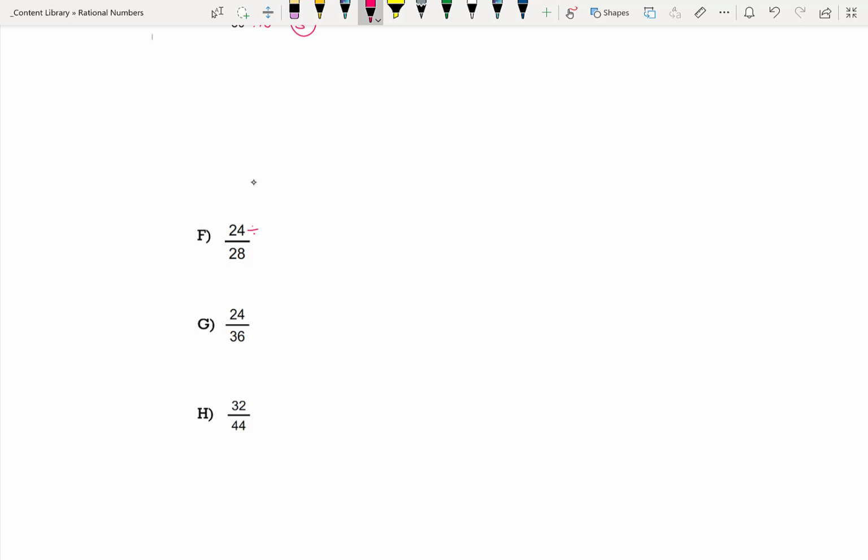All right, looking at 24 and 28. 24 obviously can't go into 28, but we did check. You could start off by dividing by 2. I'm going to actually start off by dividing by 4. 24 divided by 4 is 6. 28 divided by 4 is 7. So this is 6/7. Example G, 24 over 36. Right away I'm noticing that they both are multiples of 12, and they share 12 as a greatest common factor. 24 divided by 12 is 2. 36 divided by 12 is 3.